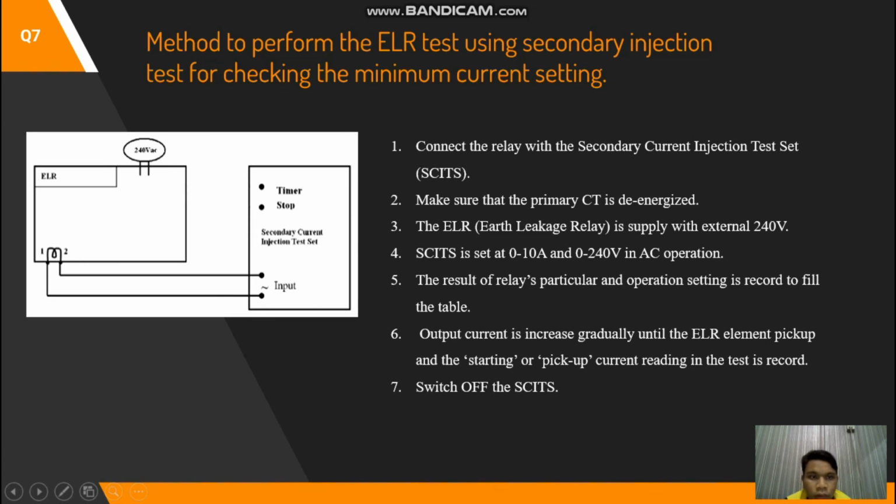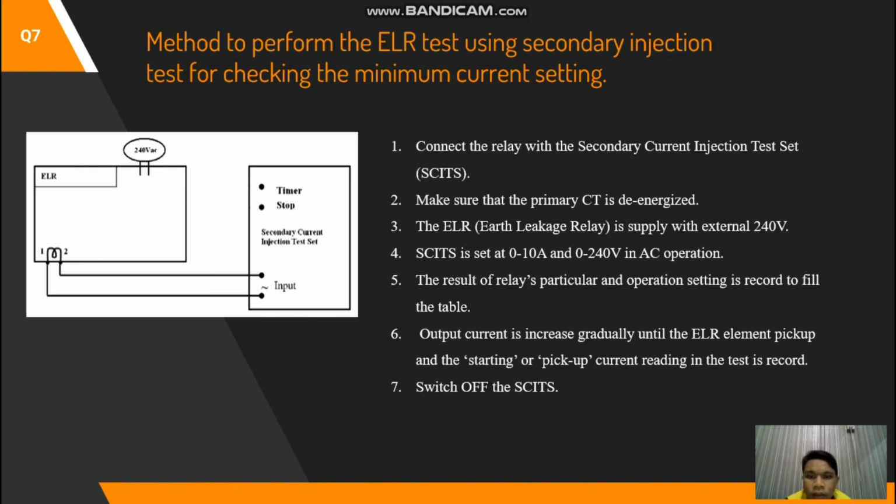So we will go for question 7. The question asks the method to perform the ELR test using secondary injection test for checking the minimum current setting. So the first one, we have to connect the relay with the secondary current injection test set and make sure that the primary CT is de-energized.